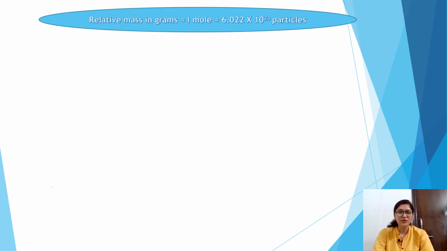In the previous session we have already done that one mole represents two things. One mole represents the number of particles, which is nothing but the Avogadro constant, as well as it represents the relative mass in grams. So one mole represents two things, right? The numericals based on this mole concept are also related to these two terms. Examiners mainly ask you to calculate three important things: first, the number of moles; second, the number of particles; or third, the mass.